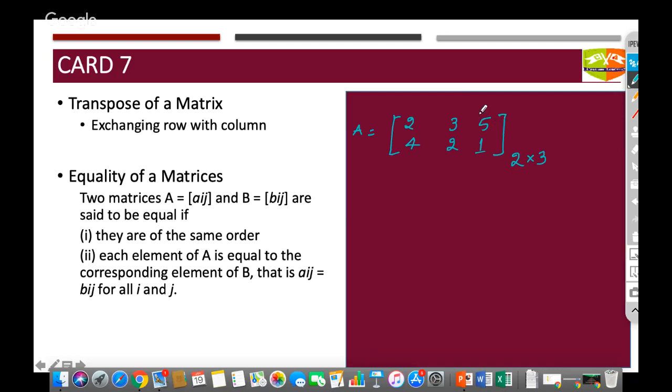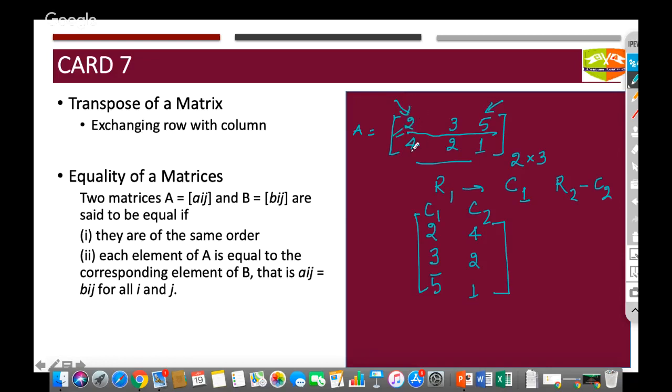Now if you exchange rows with columns, this is your first row. Row 1 would be made column 1. So I'm writing column 1 here, and I'll write all the elements of row 1 exactly in column 1. Similarly, this is row 2, so row 2 would be converted to column 2. You should not start from the right hand side, you should start from the left hand side. So I'm starting from 2 and writing 2 3 5 in a vertical manner so that it comes into a column. And similarly, I'm taking 4 2 1 and writing it in a vertical manner in the second column.